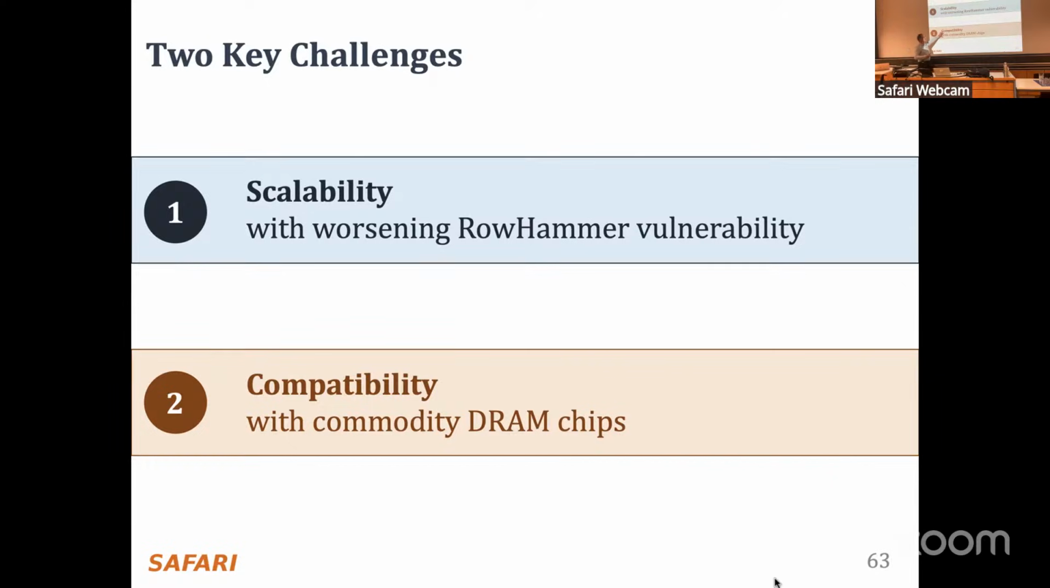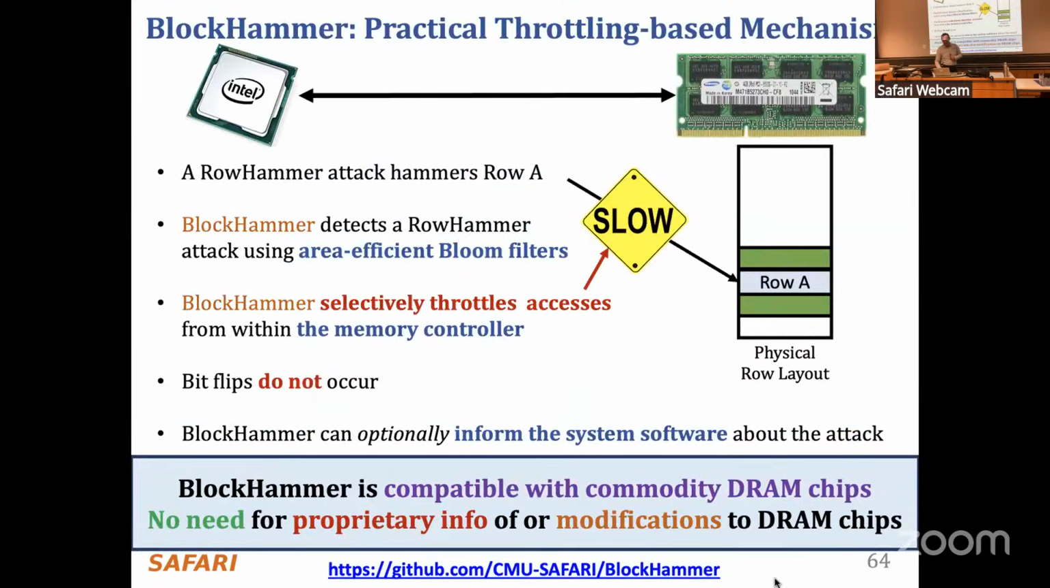So we wanted compatibility with commodity DRAM chips without any changes, without requiring any information from the DRAM chip, and without requiring any change to the interface or the hardware of the DRAM chips. So this solution satisfies both of those properties at the time, because scalability is always a challenge, because RowHammer is getting worse and worse. Essentially, the idea is, if you have a lot of hammers going to a particular row, you detect using Bloom filters that a row is being hammered too much. There's a counting Bloom filter.